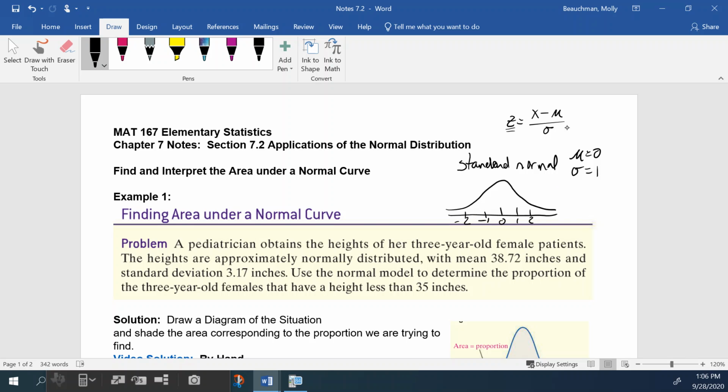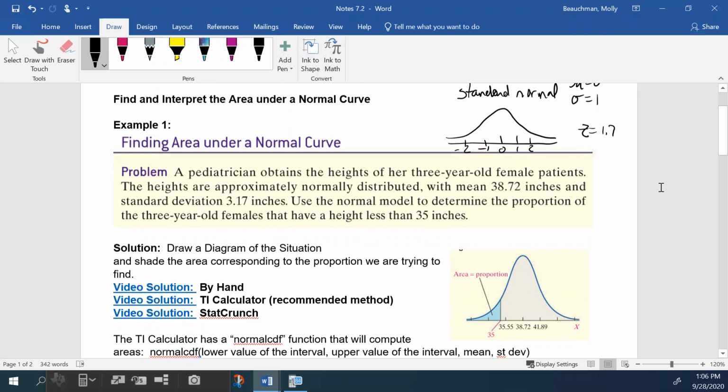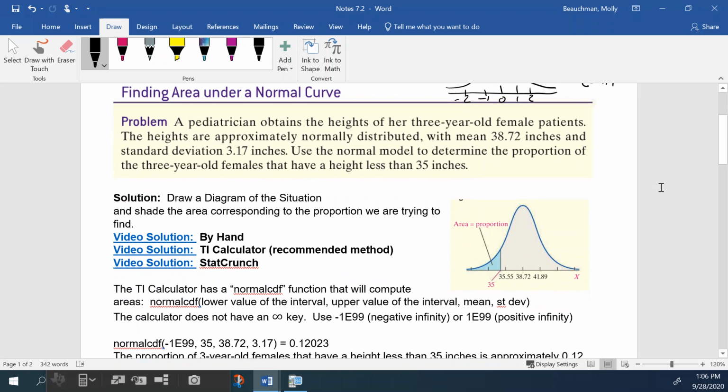So when you see a z-score of 1.7 and it says find the area of something, it tells you that you're using a standard normal distribution with a mean of 0 and standard deviation of 1. Okay? So the problems that we're going to look at are not the standard normal. We're going to take a look at items that have different means and standard deviations.